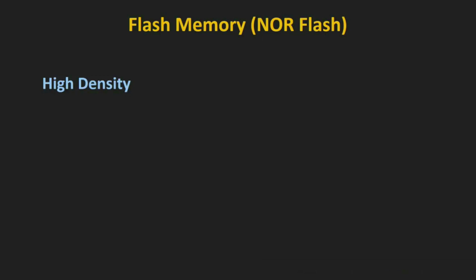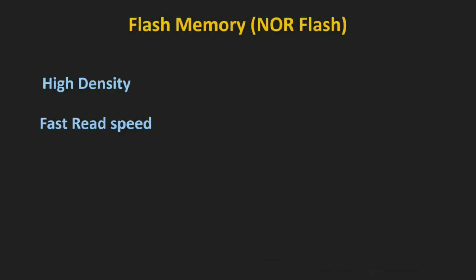The second reason for using flash memory as program memory is its fast reading time. This flash memory, and particularly NOR flash, provides very good read time. Using this flash memory, we can execute our program very fast.